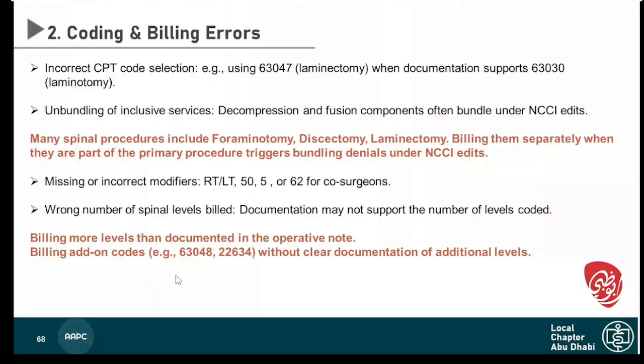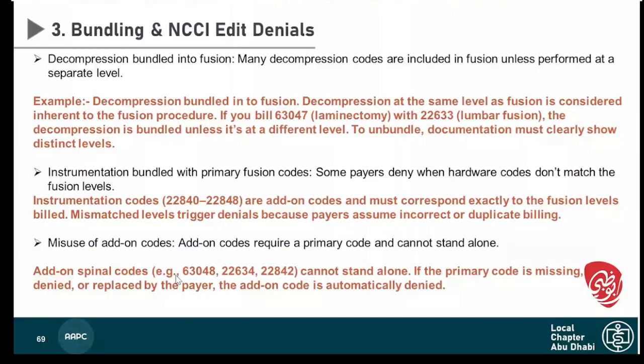Then missing or incorrect modifiers, and wrong number of spinal levels billed. If a physician performed a procedure on 2 levels only and the coder coded for 3 levels, it will end up in rejection. So the coder should take care with appropriate coding. Then bundling and NCCI edit denials. We already discussed that bundled codes are not reported separately for the same level, so we have to check this while coding.